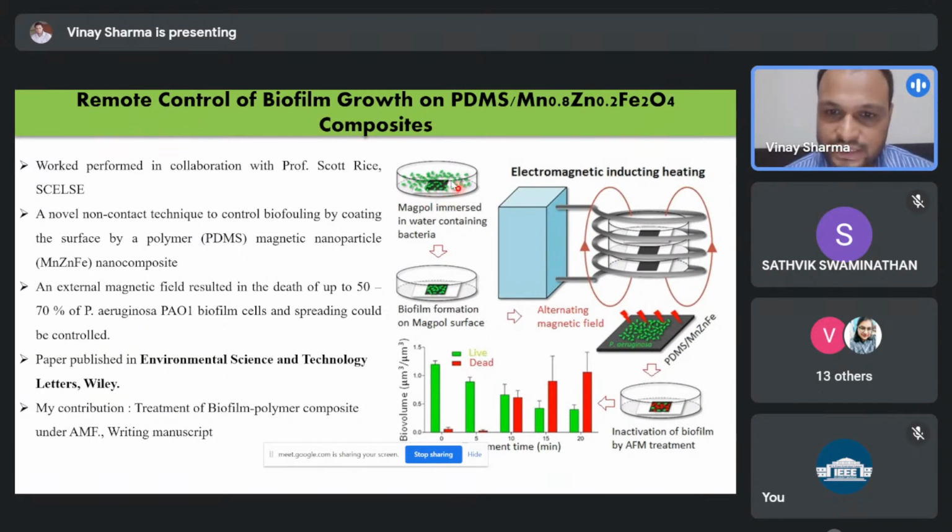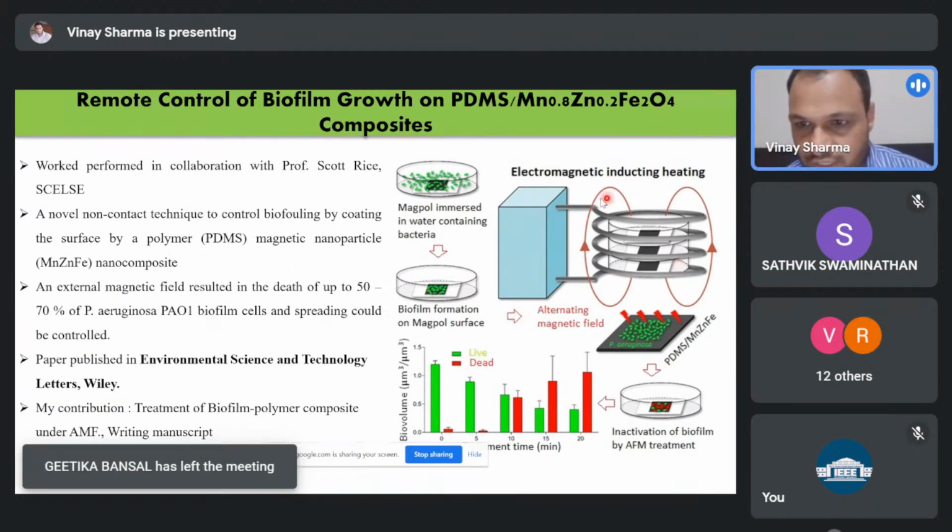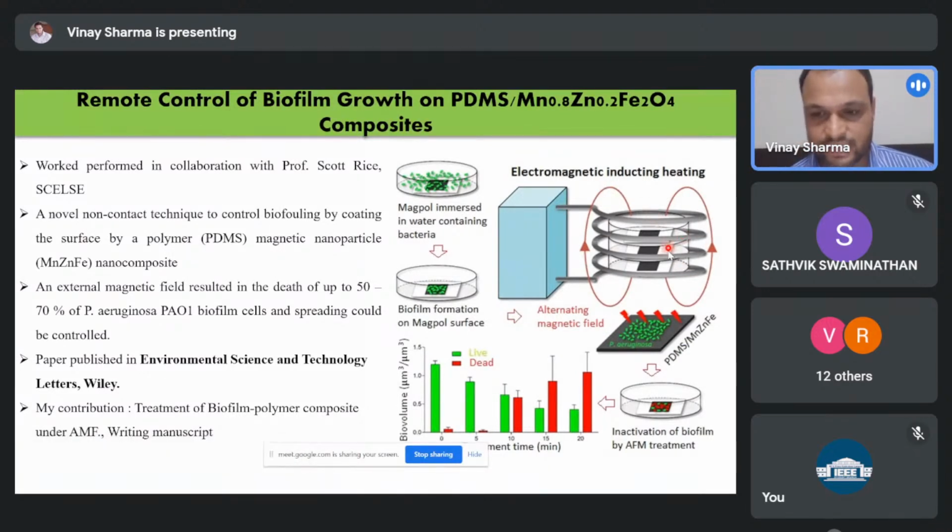When these are inserted in the bacteria, the bacteria will grow on them, because bacteria love to come onto the magnetic particles. Magnetic particles are biocompatible, so they come here. And when this is put in the electrical AMF, called alternating magnetic field, the same setup that we have created, all these bacteria will be killed within a few minutes only. So you see here, in just 20 minutes, the proportion of dead bacteria is more than the live. This is how we are able to clear off surfaces by using magnetic nanoparticles.